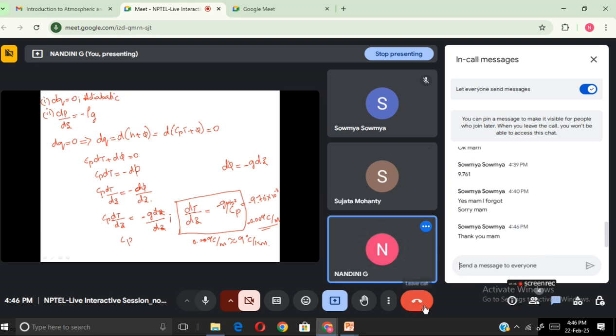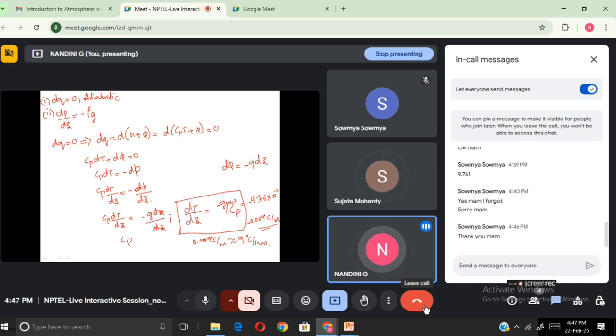Madam, is the adiabatic lapse rate always represented as positive or negative? Yes, as we go up, there is a negative sign. But it is a positive quantity, no? The negative sign basically represents that as we go up in the atmosphere, there will be a decrease in temperature. So it basically represents the decrease actually.